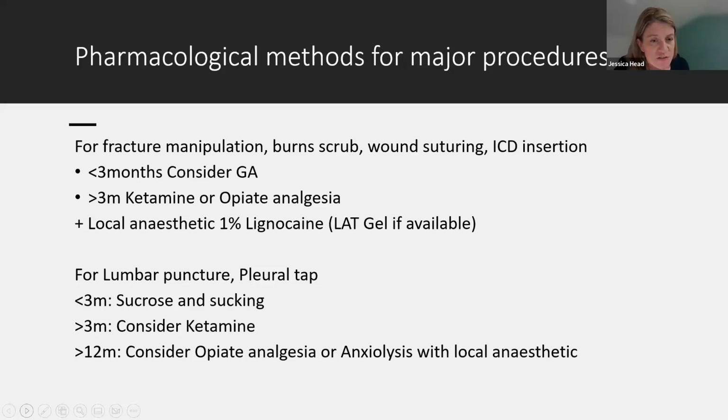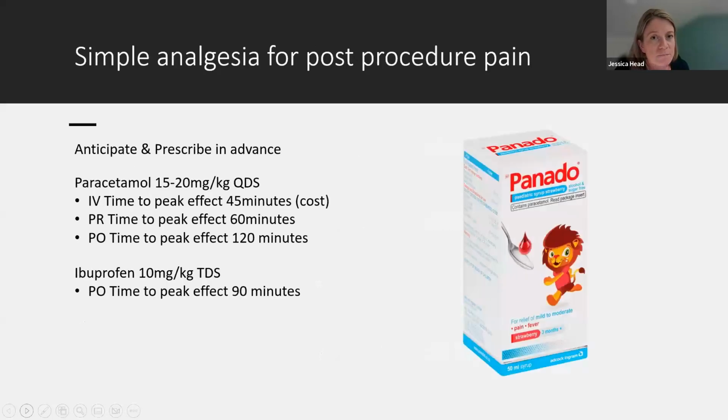Things like lumbar punctures and pleural taps, you can use ketamine again or an opiate. For the older children, for an LP, you might actually be able to get away with some anxiolysis, a small dose of midazolam and a local anaesthetic. I'm not really going to talk about simple analgesia, just to mention that oral analgesia, like paracetamol and ibuprofen, takes time to peak effect. So if your child is in pain, you need to use something that's going to work a bit quicker, but please remember to prescribe these for post-procedural pain.